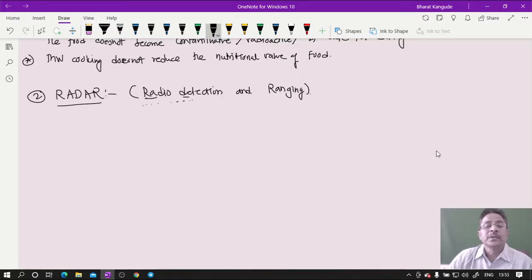RADAR. The RA is taken from the first word, D from the second word, A from the third, and R again from the fourth word. So RADAR. This is because of radio detection and ranging. So this is the short form of this.